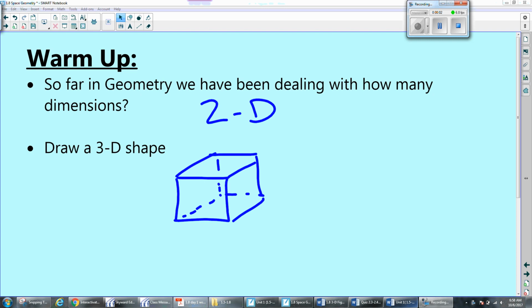Alright, so far in geometry we've been dealing with two-dimensional shapes. If I asked you to draw three-dimensional shapes, some of you would probably be able to draw a cube right away. Today we're going to be looking at how to draw some other different three-dimensional shapes.